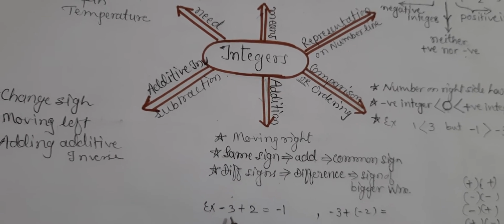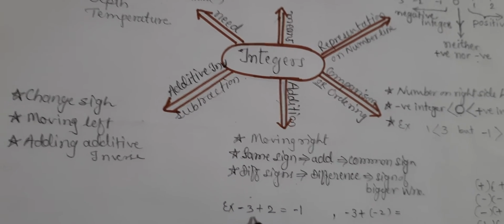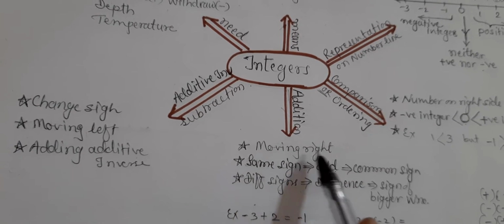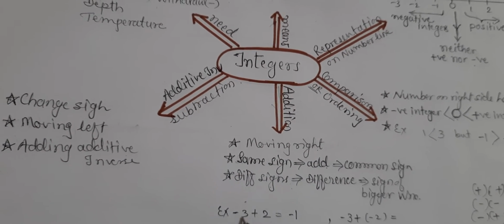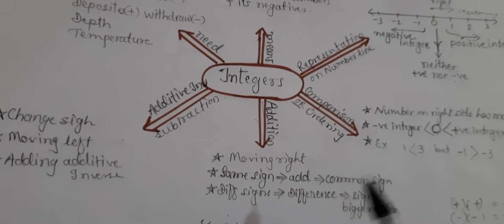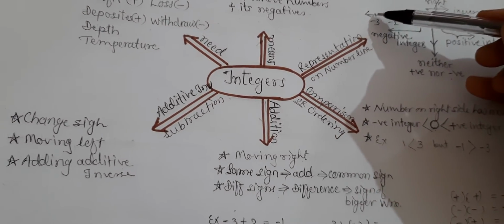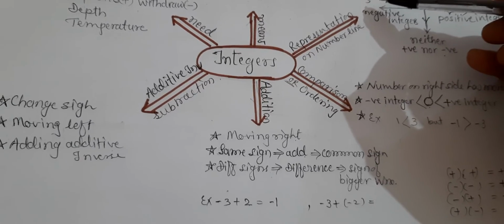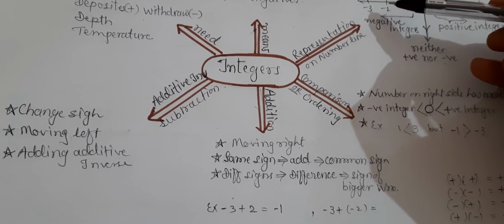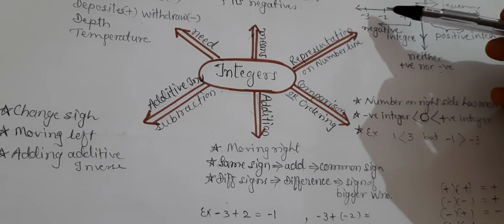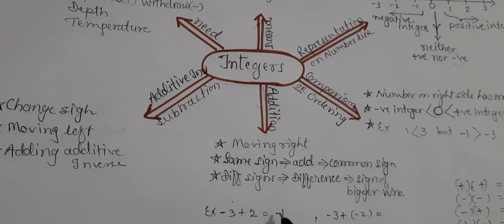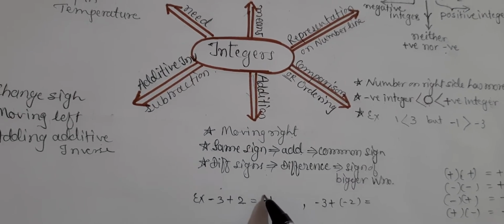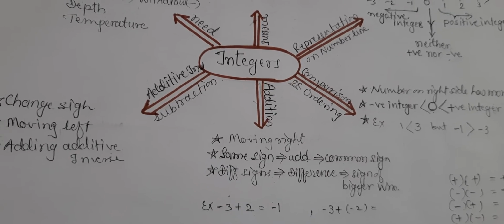If the signs are different, for example here, moving to the right using the number line, how can we solve this? Minus 3 plus 2. So minus 3 is here on the number line, plus 2 is addition. It means we have to move 2 steps to the right. 1, 2 steps to the right. Then we will get minus 1 as the integer.